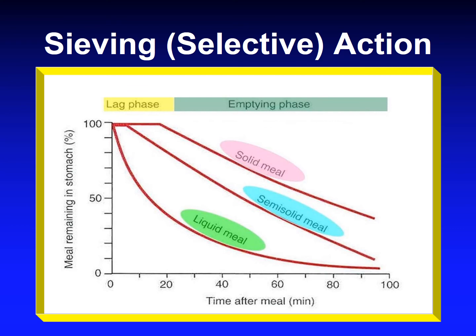Almost after 20 minutes, or maybe 40 minutes, you will see most of the liquid meal is gone, versus 60 minutes and 80 minutes for the semi-solid meal, and it is still there. And for the solid meal, at 80 minutes, still about 50% of the meal is still in the stomach. So that shows you how selective this gastric emptying is.